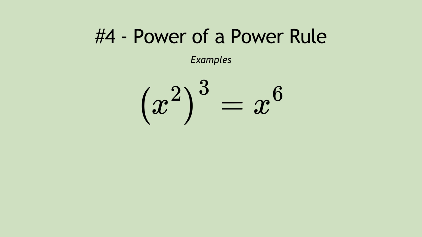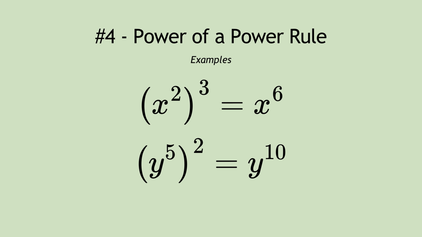We're going to keep our same base, x, and we're going to multiply our exponents. 2 times 3 is 6. So our final answer is x to the power of 6. Another example, y to the power of 5 to the power of 2. We're going to keep our base of y, and we're going to multiply our exponents. 5 times 2 is 10. Our final answer is y to the power of 10.